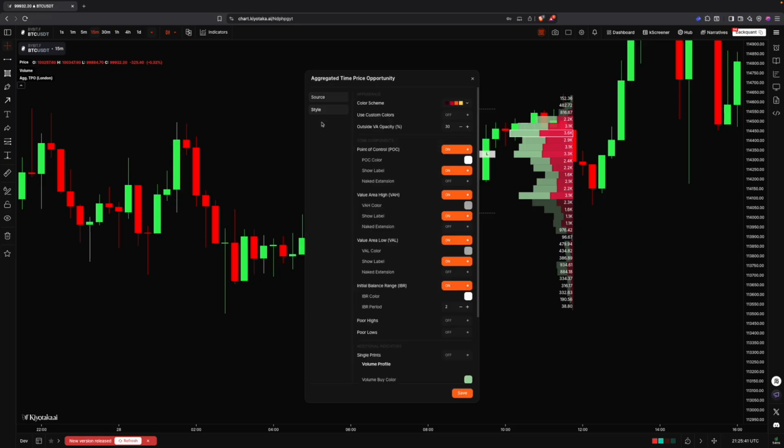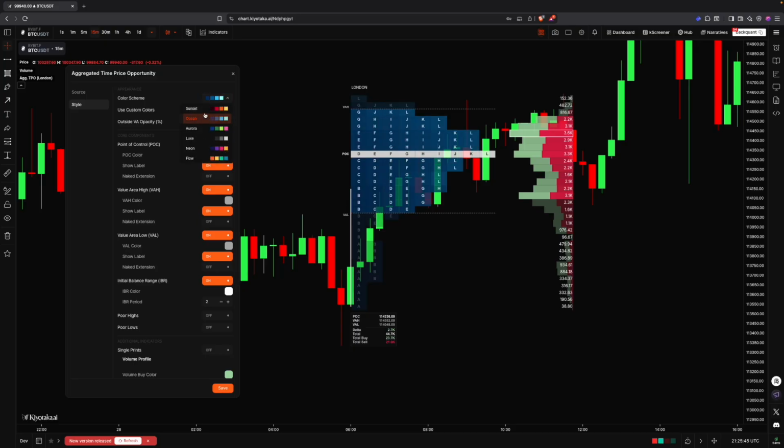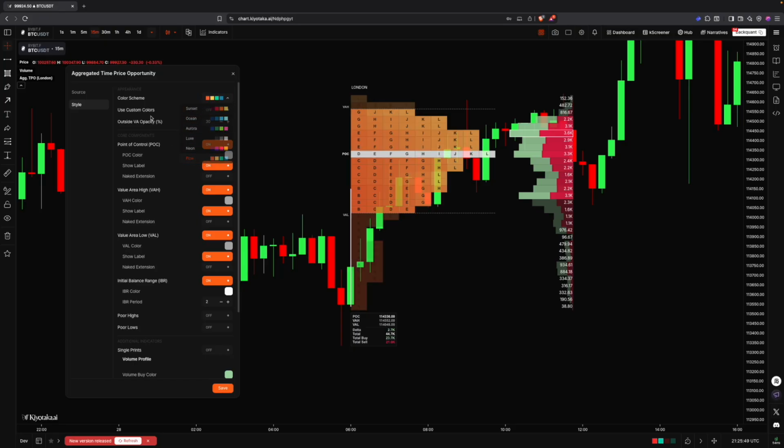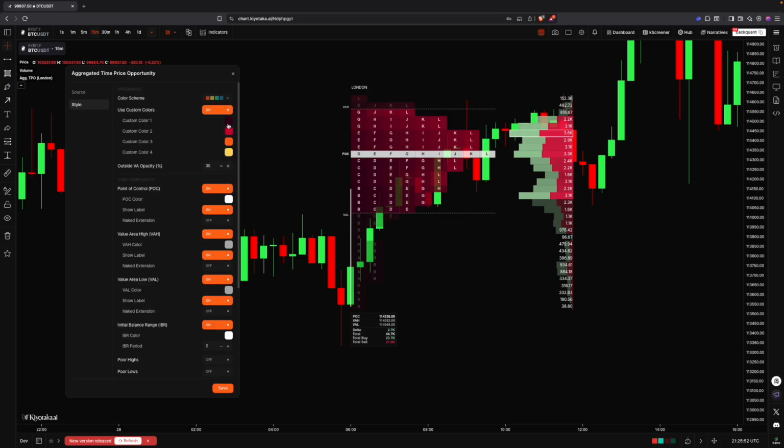Next up, you've got the style settings. So this will allow you, just for aesthetics, you could choose whatever colorways you like. There's pre-made ones, and also you can use custom colors if you want to set up your own custom colors. You can put in the hex codes or play around with the shading however you like.